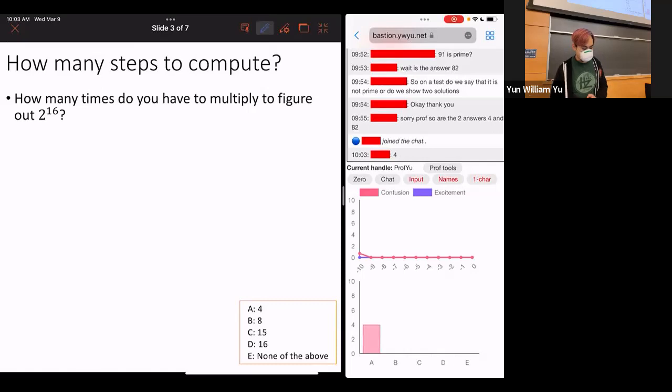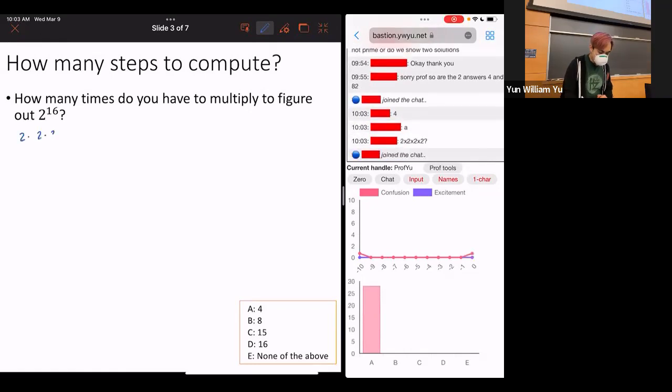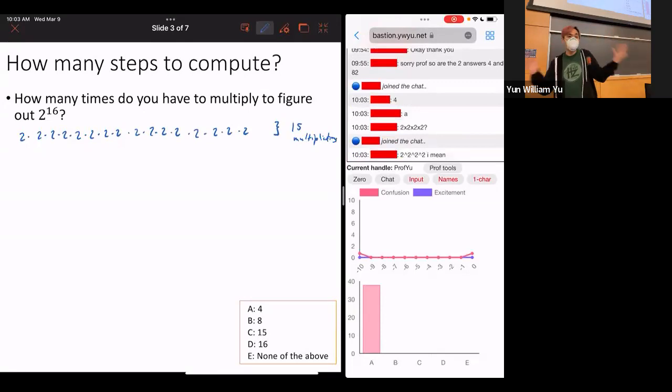Okay, so we're getting a bunch of answers for 4, and that makes sense because I already taught you this method. But let's just recap it again. So if we had 2 times 2 times 2, and so on, sixteen 2s in all, if you did this the stupid way, you would get 15 multiplications, right? Because you could just keep on multiplying, and that will get you the answer eventually, because that's how powers are defined. But you can be faster.